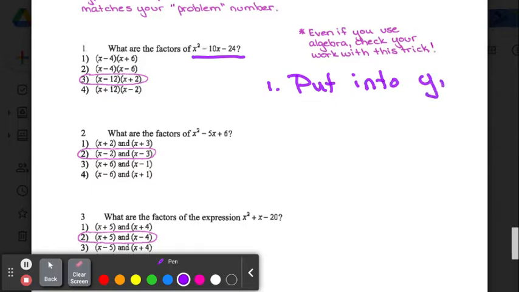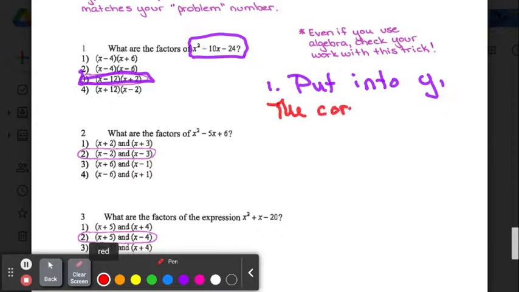Now here's the thing. Your problem, and you can already see my correct answer, those two things are equivalent. That means they're the same thing. So what happens is when you graph two things that are equivalent, the graphs are the same. So what you're going to do is check your graphs. So I put the problem into Y1. Let's say the correct answer is the matching graph.